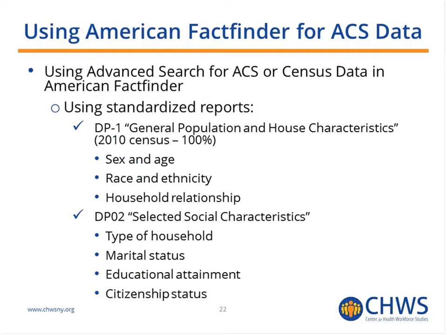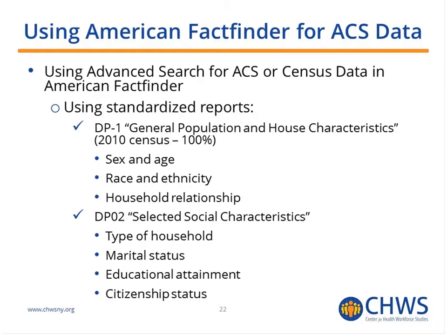There are some standardized reports that the ACS has out that you can actually use, and I want to briefly highlight them so that if you're just looking for basic information, you can print these reports out and you're good to go. The first one is the DP1, and it's for the census, and it's 100%. So sex and age, race, ethnicity, and household relationship. It gives you some basics, but it doesn't give you a lot of additional information on your population.